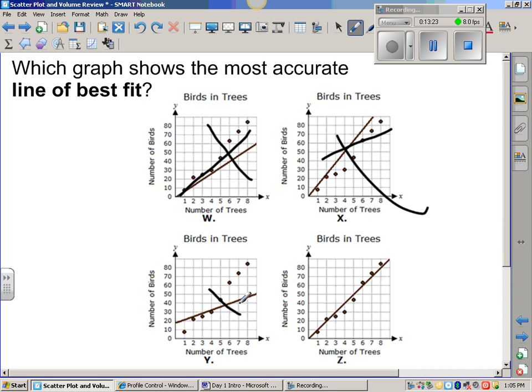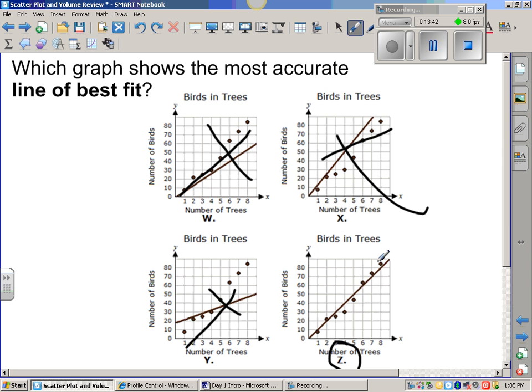It does not follow the trend. Your best option is absolutely Z. It goes through the center, follows the data sets. It's close, very close to all the points, and you've got 1, 2, 3, 4 dots below, and 1, 2, 3, 4 dots below or above.